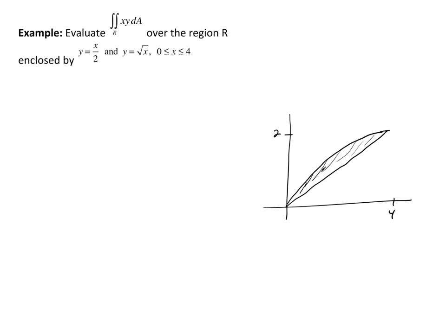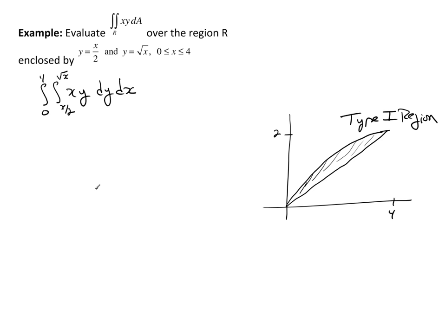So right away I know how I need to integrate this. I am going to integrate with reference to x from 0 to 4, and with reference to y from x over 2 to the square root of x. And this would be xy dy dx. Obviously, I didn't say it here, but this is a type 1 region.